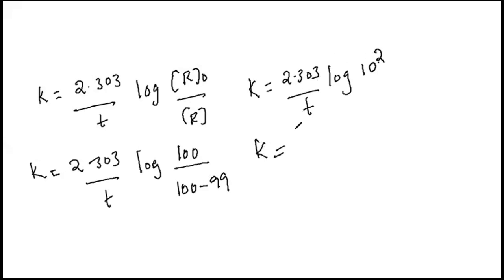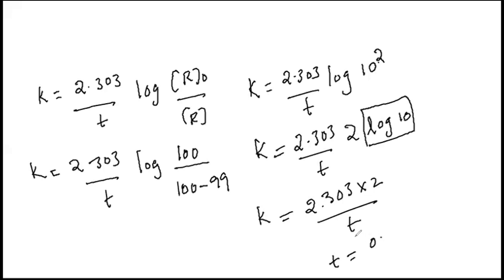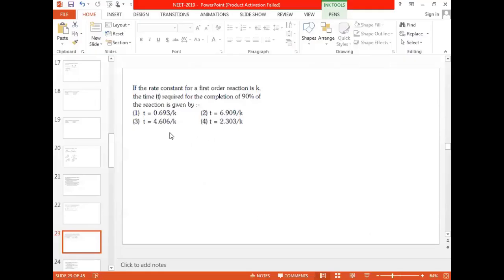So K is equal to 2.303 by t into 2 log 10, and log 10 to base 10 is 1 only. K is equal to 2.303 into 2 by t. Then t is equal to 4.606 by K. Where is this available in the question? t is equal to 4.606 by K, it is available in option 3.